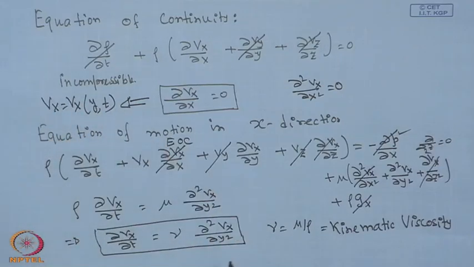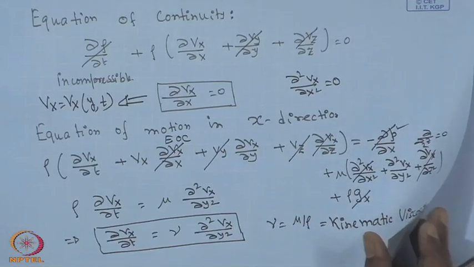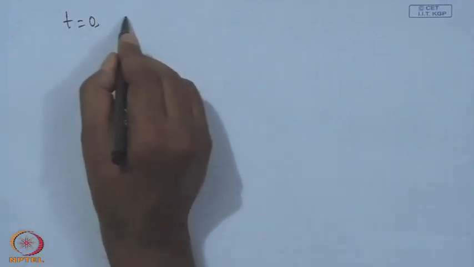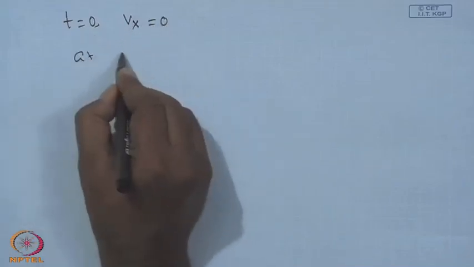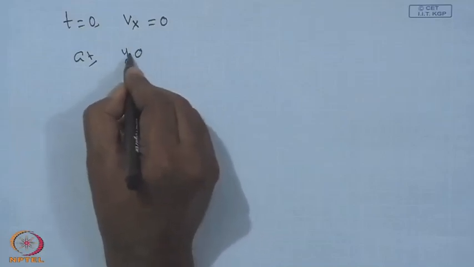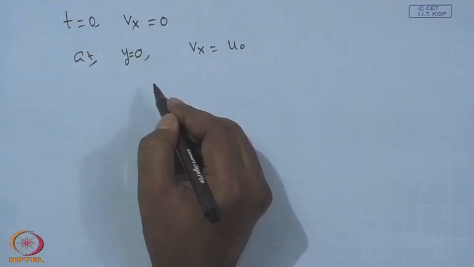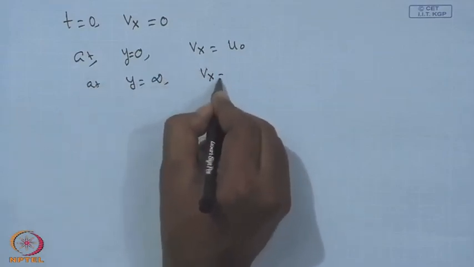Okay. Now, let us set up the initial condition and boundary conditions for this problem. The initial condition is that at time t is equal to 0, V x is equal to 0. At y is equal to 0, we have V x is equal to u naught, that is the uniform velocity. At y is equal to infinity, V x is equal to 0.